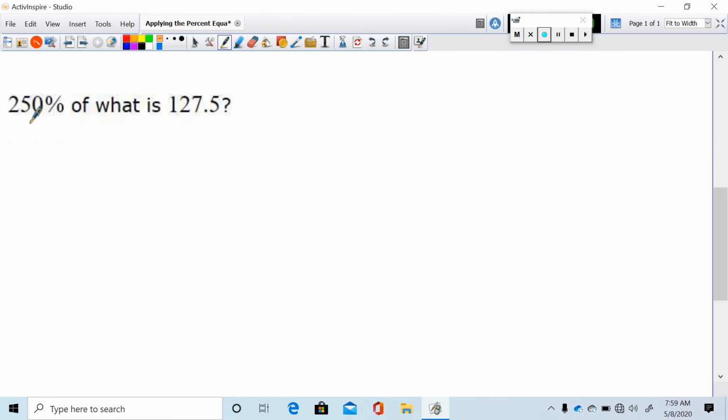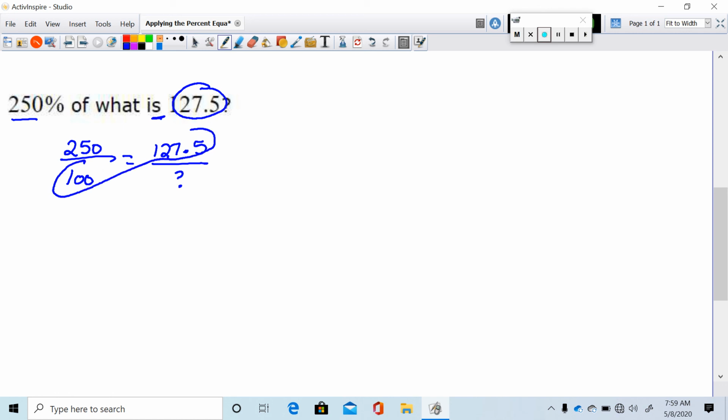Okay, for the next one, I look for the percent sign first. That's the first number I always look for because it goes over 100. Okay, then I look at the next number and I see what word is in front of it. Is goes in the numerator. So 127.5, that means we don't know the denominator. So I'm going to cross multiply the two numbers that are diagonally across from each other that I know what they are. I don't know this one, so I can't go 250 times something. You've got to be multiplying two numbers together.